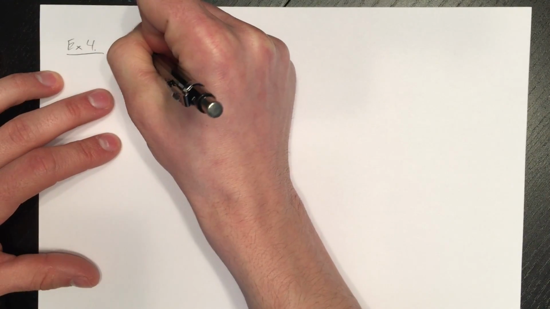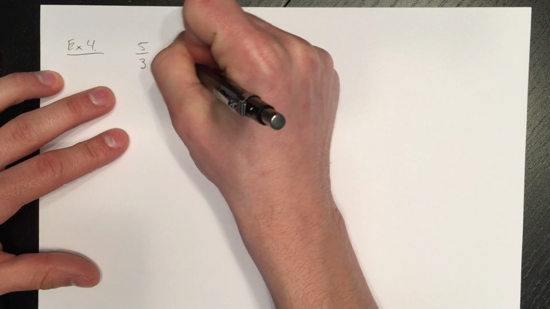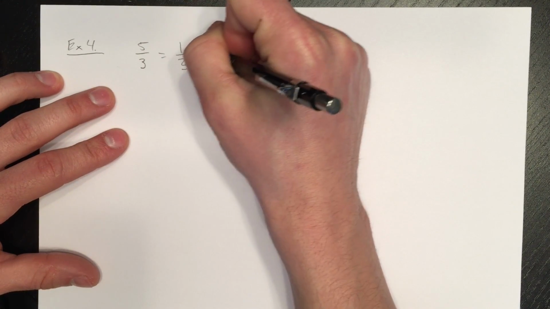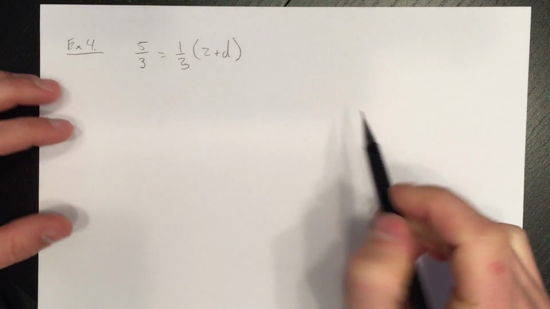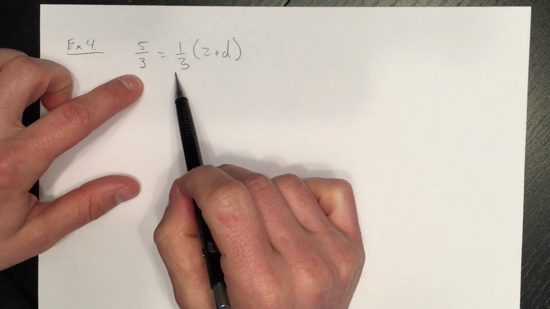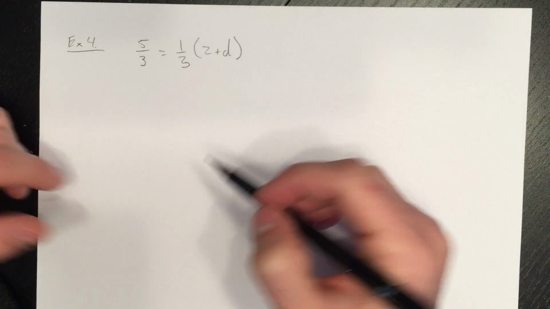Okay, let's do one more example together. And let's say 5/3 equals 1/3 multiplied by 2 plus d. Okay, so we have fractions. If we remember, we have to find the common denominator. Well, it's 3. It's already done.